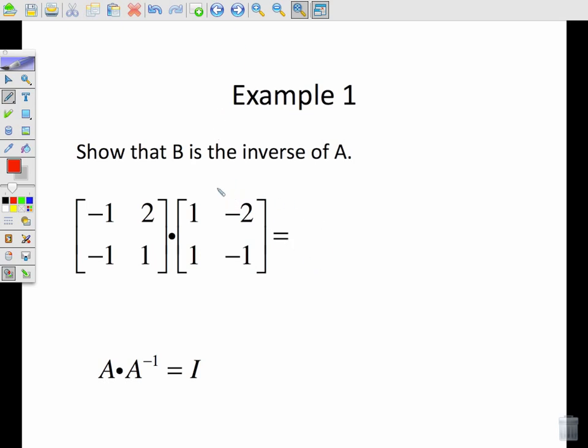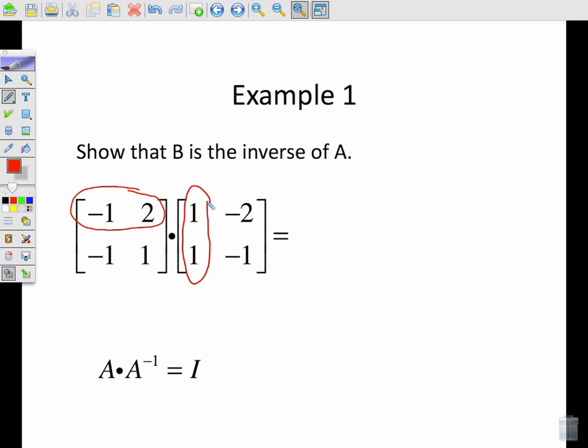Show that B is the inverse of A. Well, both of these are basically just two matrices, so A and B, it doesn't really matter which one is which. One method that we have to show that two matrices are inverses of each other is to do their product. So let's go ahead and multiply these together.